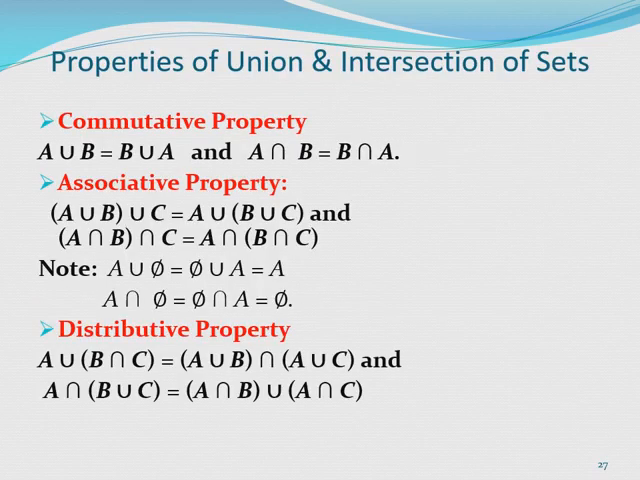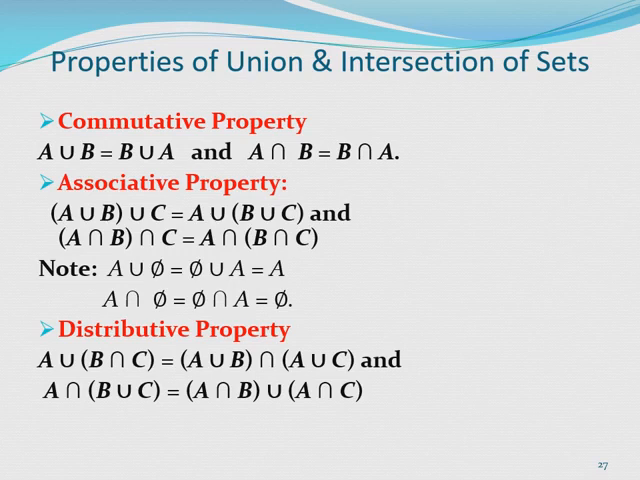Properties of union and intersection. Commutative property: A union B is equal to B union A. It holds good even for intersection. Associative property: A union (B union C) is equal to (A union B) union C, and A intersection (B intersection C) is equal to (A intersection B) intersection C. A union empty set is the same as the set A. Similarly, when you take an intersection with an empty set, it is always the empty set.